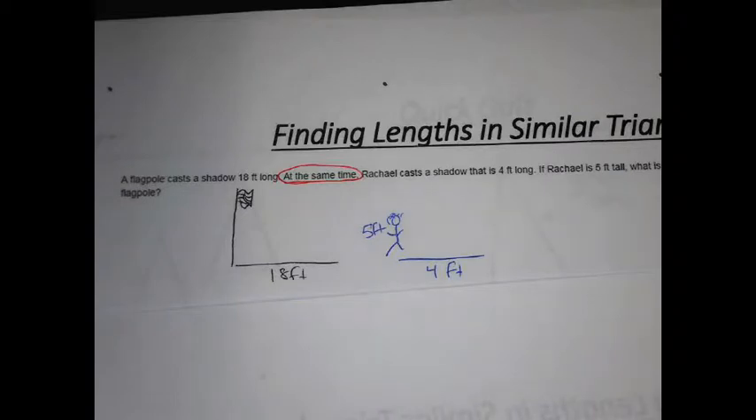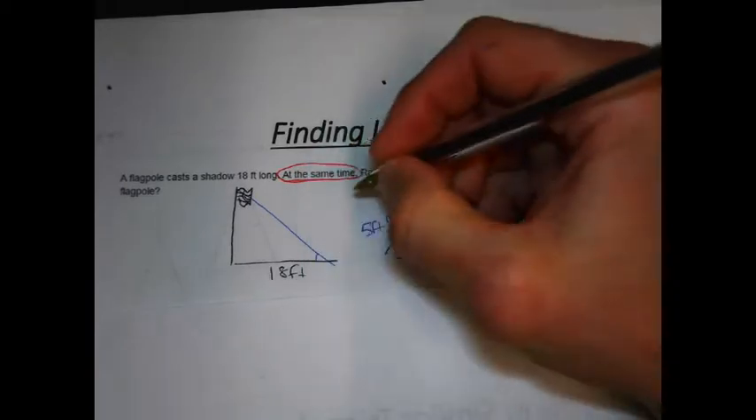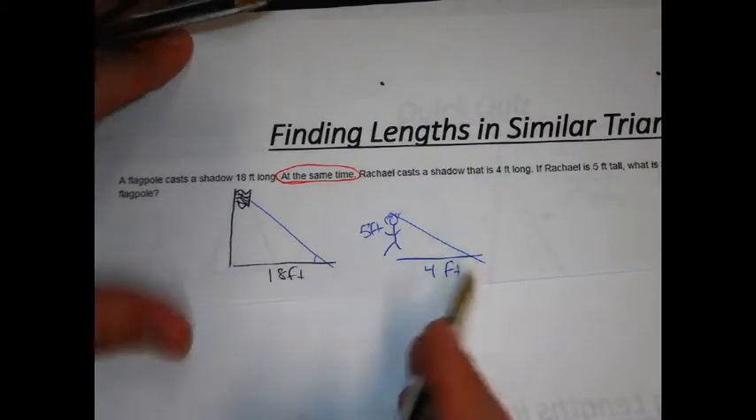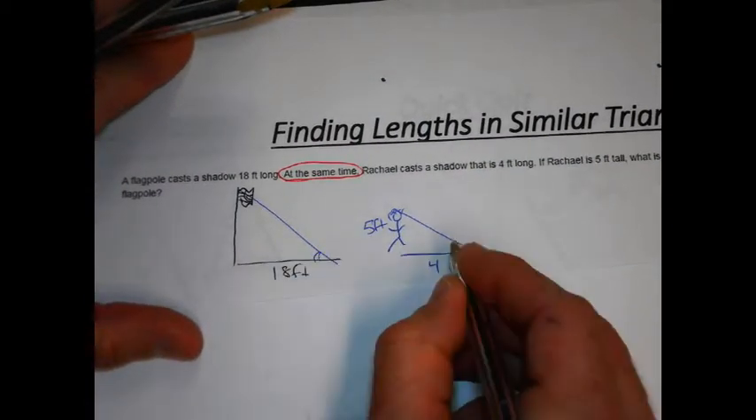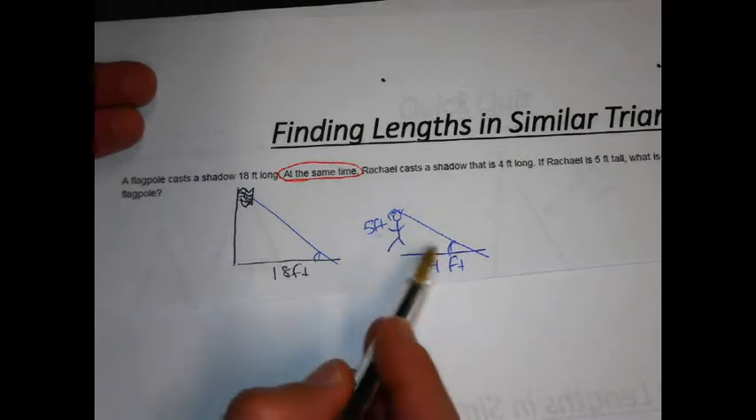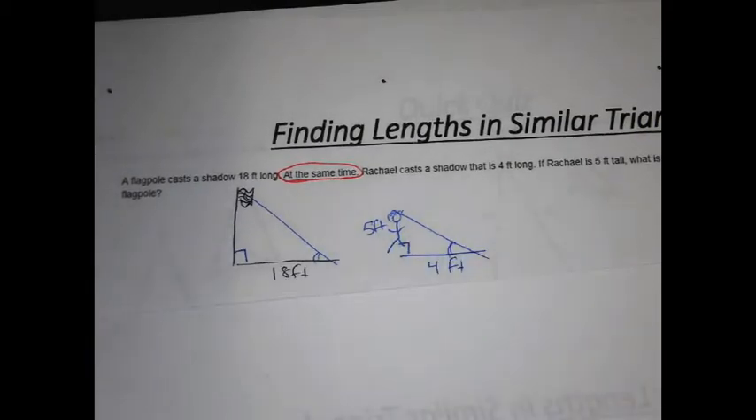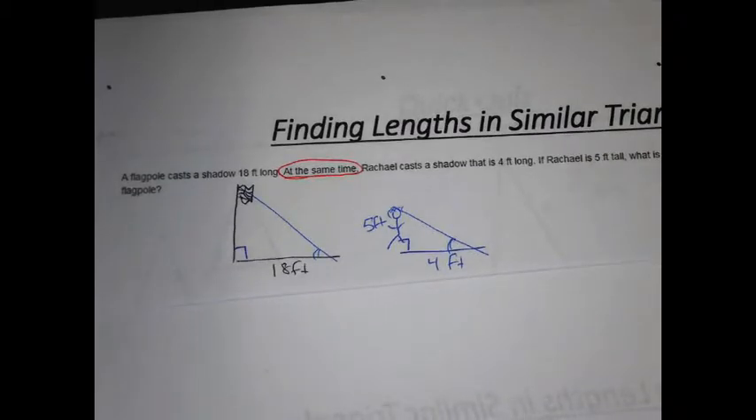What do we have here? If it's at the same time, the distance from here to here and here to here, because of the shadow, right? It's at the same time. We know that these angles are congruent because the light is hitting the ground at the same angle. And since we're talking about tall, we have right angles. And since we have two congruent angles, we have angle-angle similarity. We know we are dealing with similar triangles. So now we have our proportions.